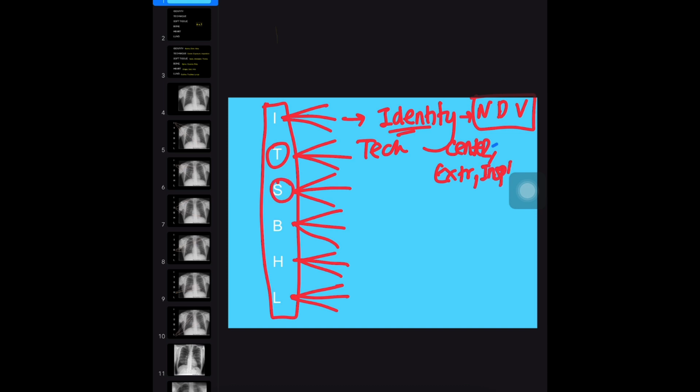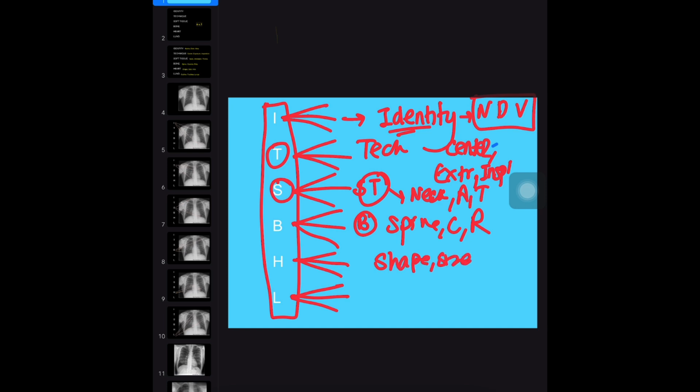And for the S, we will see soft tissues. In the soft tissue, we can see the neck, abdomen, and the thorax. And for the bone, we have to see the spine, clavicle, and the ribs. And for the heart, we have to see the shape, size, and the hila of the heart. And in the lungs, we have to see the outline, trachea, and the lungs. So these are the things we need to look at in the x-ray.